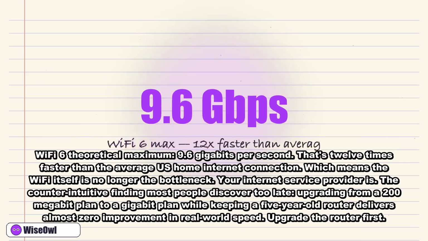Wi-Fi 6 theoretical maximum, 9.6 gigabits per second. That's 12 times faster than the average US home internet connection, which means the Wi-Fi itself is no longer the bottleneck. Your internet service provider is. The counterintuitive finding most people discover too late. Upgrading from a 200 megabit plan to a gigabit plan while keeping a 5-year-old router delivers almost zero improvement in real-world speed. Upgrade the router first.